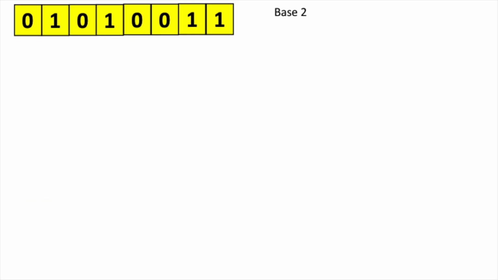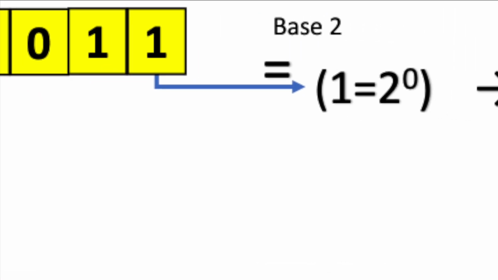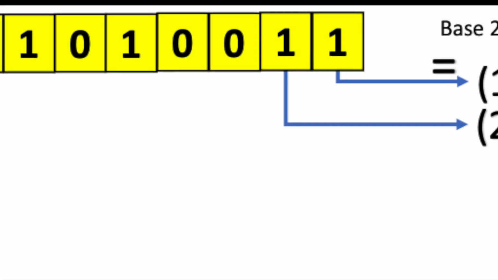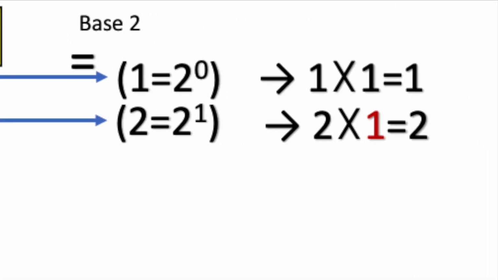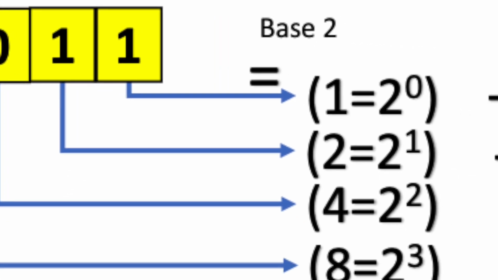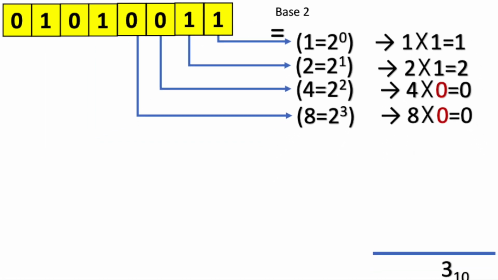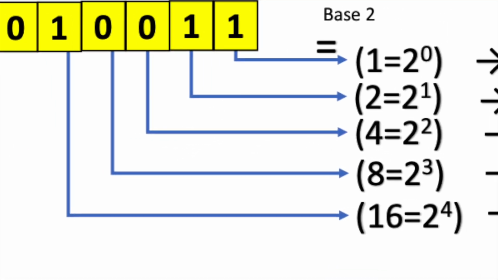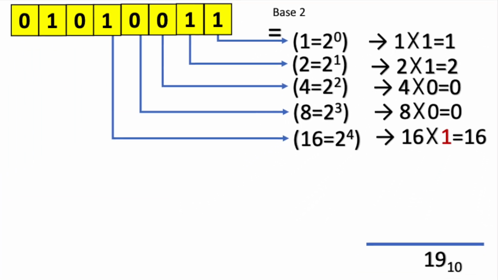For example, the string 0, 1, 0, 1, 0, 0, 1, 1 has a 1 in the 0th position. This last bit contributes a value of 1. In the first power, we have another 1, so we have a 2 added to the total value. We are up to 3. The position for 2 to the 2 and the position for 2 to the 3 have a 0, so we have no contribution here. But the position of 2 to the 4, which is 16, does have a 1, so we add 16 to the running total.